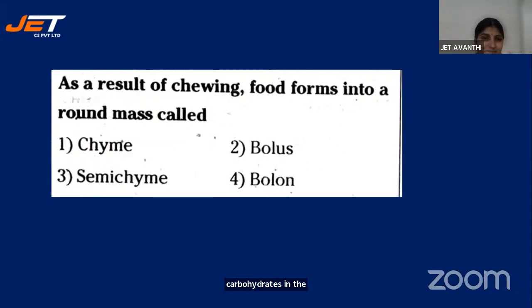As a result of chewing, food forms into a round mass called what?